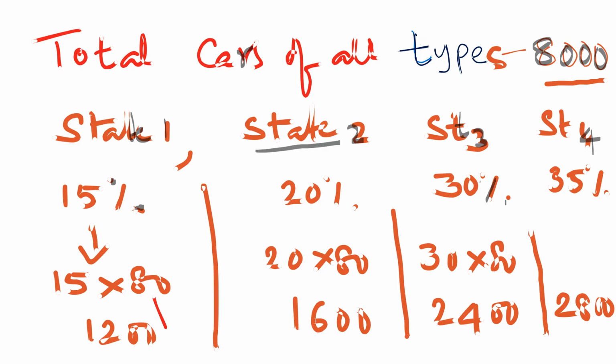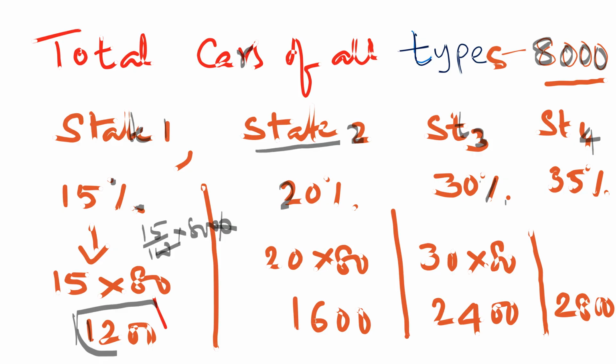15% of 8,000 means 15 by 100 into 8,000. Directly you can cut two zeros, so you only have to multiply 15 into 80. 15 into 80 is 1200. So state 1 has 1200 cars.